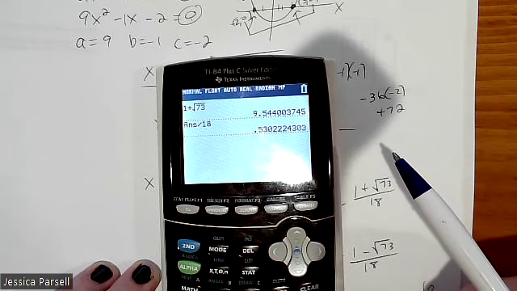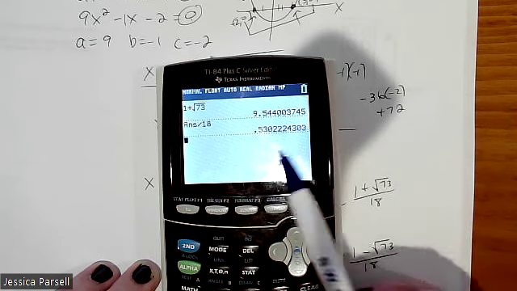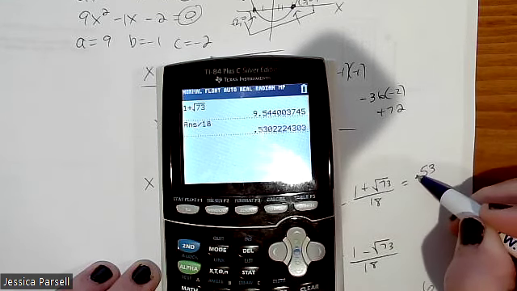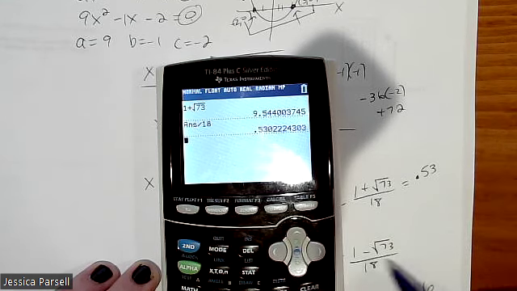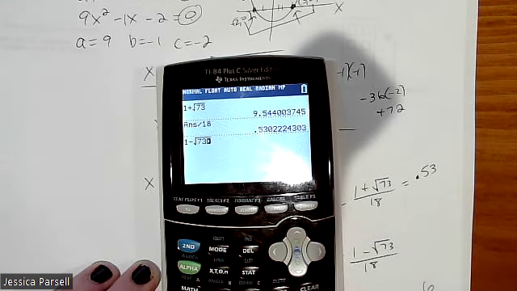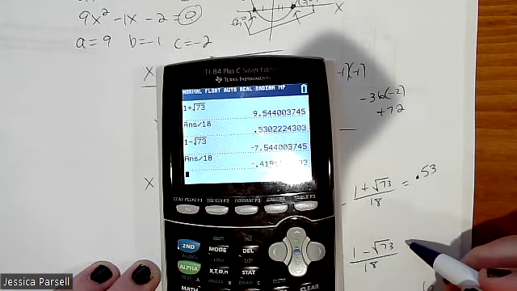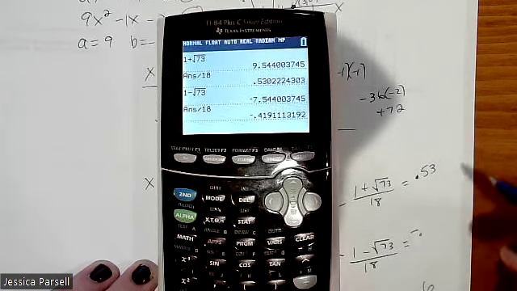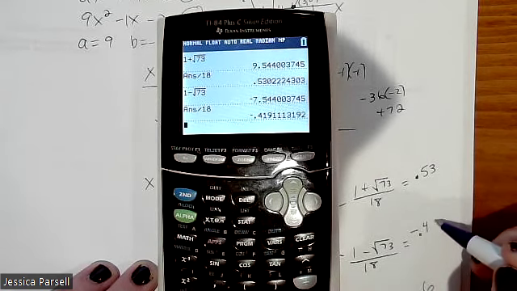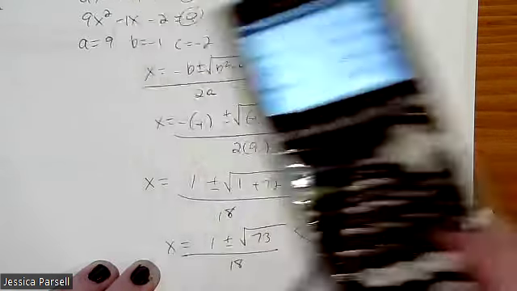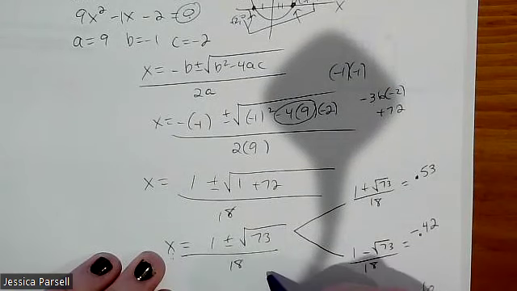And it looks like they want us to go out 2 decimal places. I was checking in Alex, so 0.53 is going to be one of my x-intercepts. Now I'm going to do this one: 1 minus the square root of 73 divided by 18. And if I want to go out 2 decimal places, this is going to be negative 0.42.